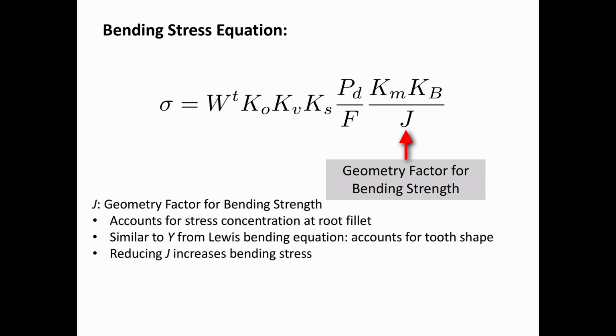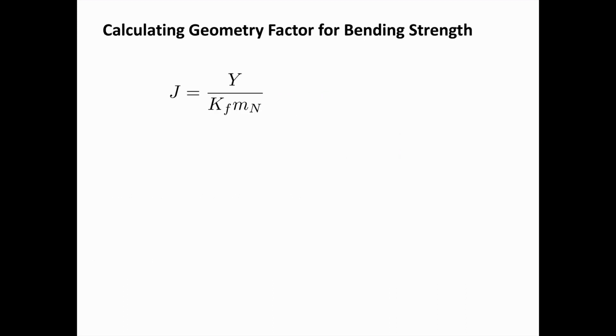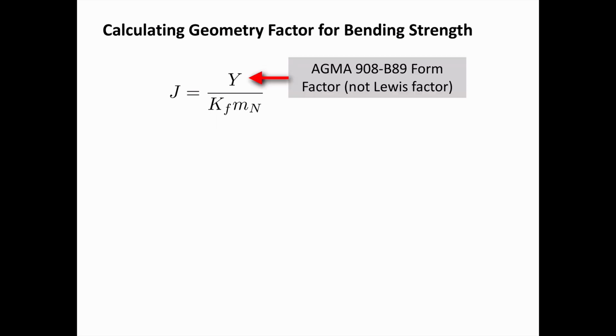Reducing J in this equation, just by inspection, will increase bending stress. And this is the final factor we're going to go through for calculating the bending stress equation. Remember, we still have, after this, the contact stress model to go through. Okay, J is equal to Y over K sub F times M sub N. So what are each of these quantities?